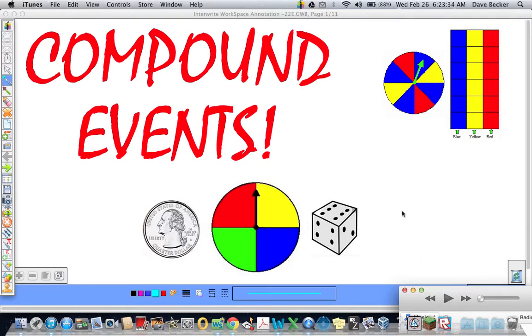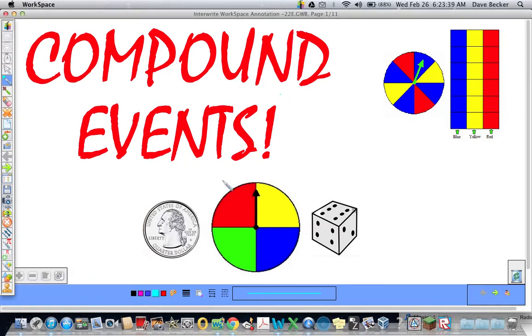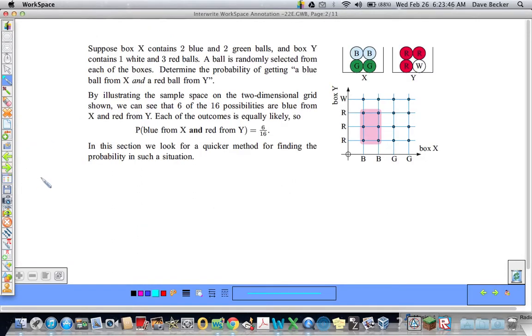Today we are talking about compound events and tree diagrams. Compound events, more than one event, hence the word compound. Let's get to it, shall we?